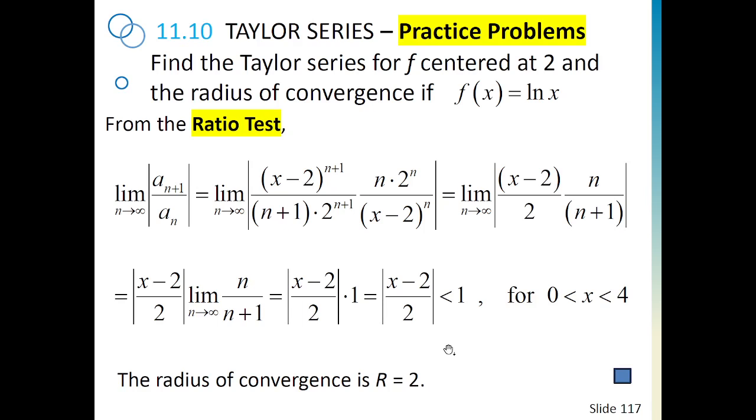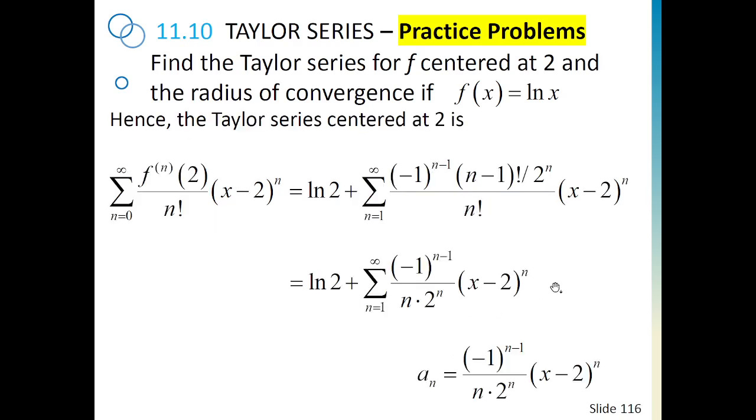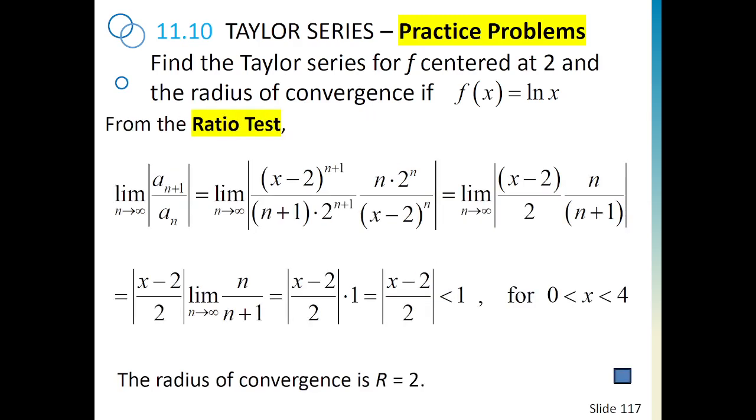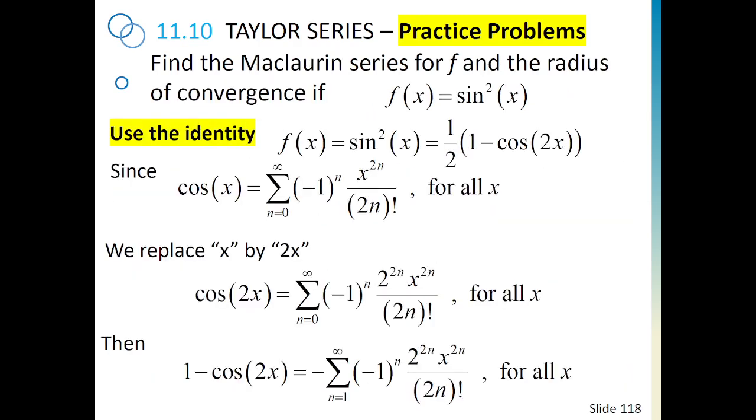So basically we are able to find the expression for the ln x centered at 2, right? Previously we found it centered at 1, so the procedure is similar. Now this example is very interesting and it's important to pay attention.